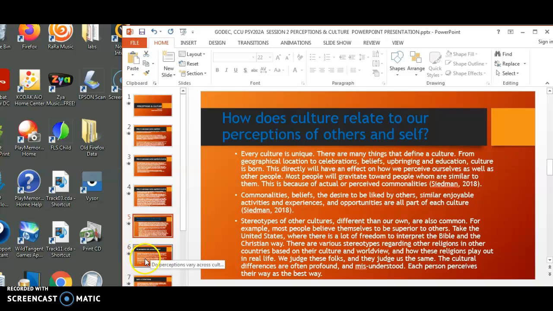In the United States, there's a freedom, ability to interpret the Bible in a Christian worldview. There are so many different religions to choose from when we're making these interpretations, but a lot of them are based in Christianity. Whereas in other countries, you don't see always that their beliefs are based in Christianity.